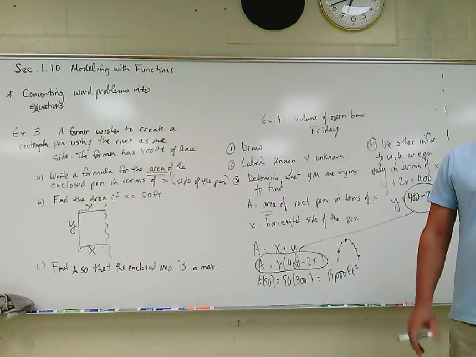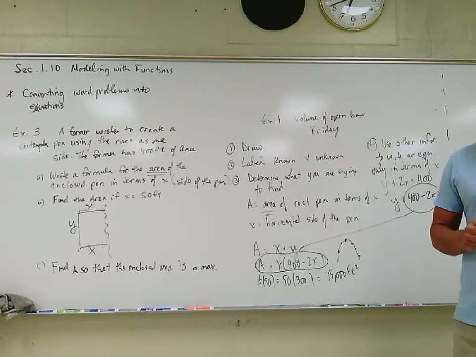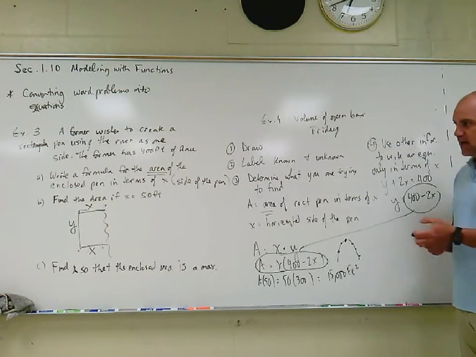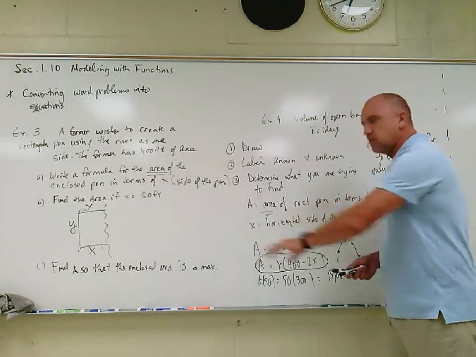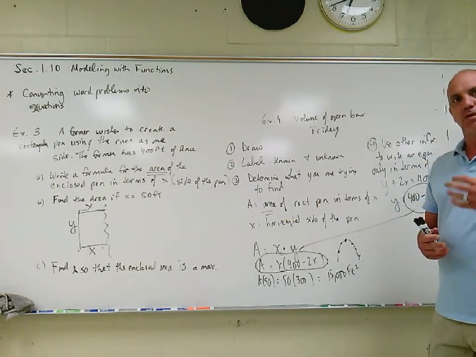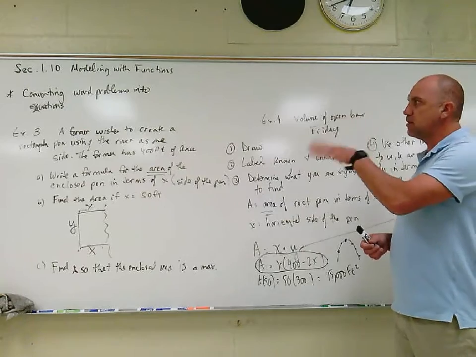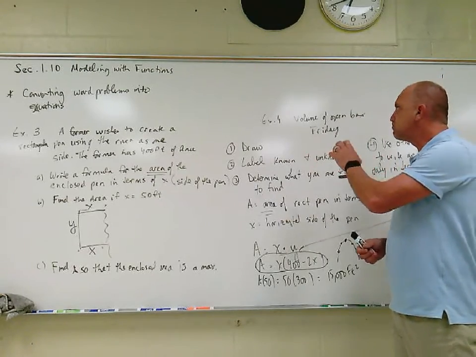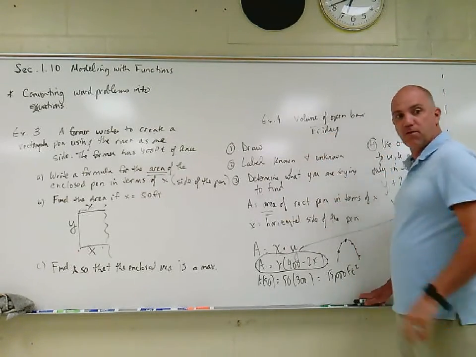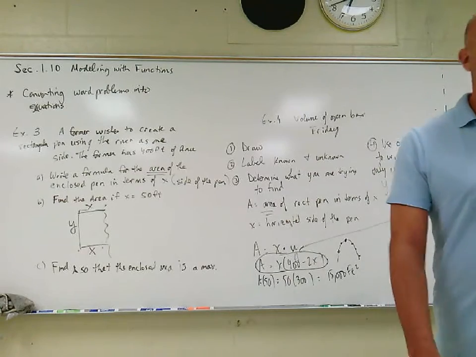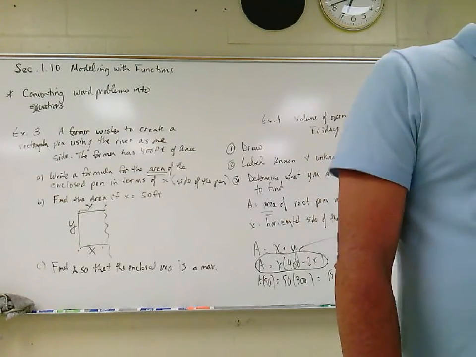I don't know that they're going to go that deep. We'll talk more about that later. But that last question is what we call optimization. What is the dimension that gives us the best conditions? So this is the rectangular pen problem. I'll do volume of an open box on Friday. So we'll talk about that on Friday.